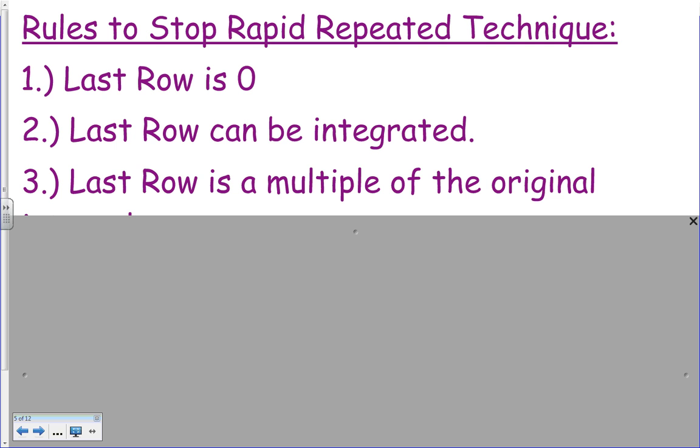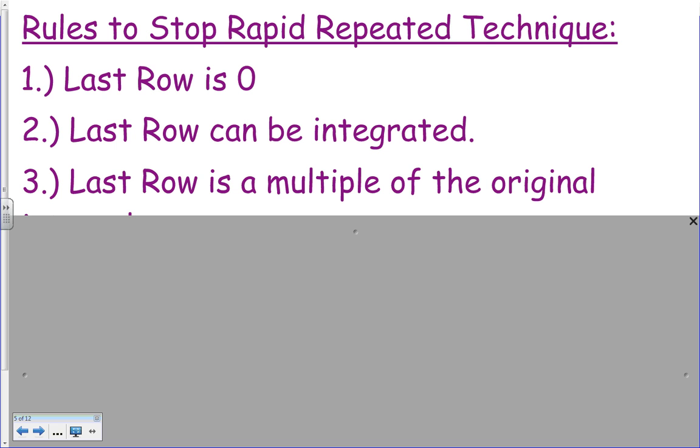The third one is if the last row is a multiple of the original, the very first row. And we'll see that happen here. Sometimes you start out with a product of two functions, and then you end up at the bottom row with 1/2 of that product, or 1/3 of that product, or whatever it might be. If it's a multiple, it doesn't have to be a half or a third.